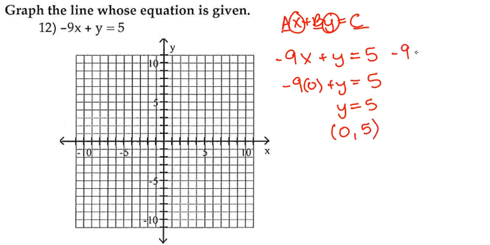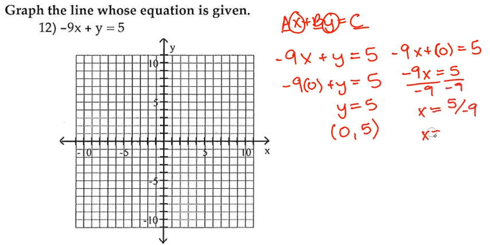Now let's plug in 0 for y. And so this is going to give us negative 9x equals 5. So x is going to be 5 over negative 9, or just negative 5/9. So that's our x-intercept, and we can rewrite that as (negative 5 over 9, 0). Now this is going to be about negative 0.55 repeated.